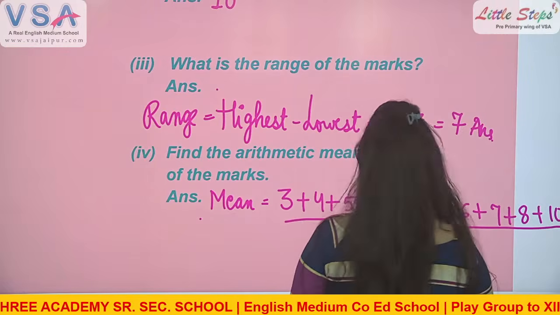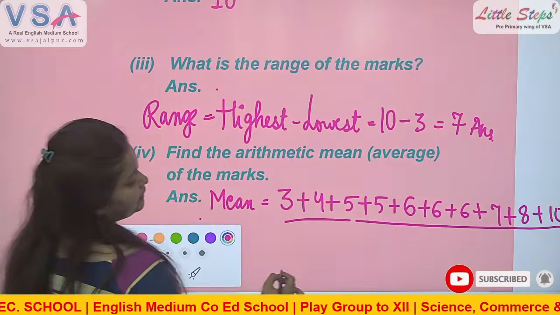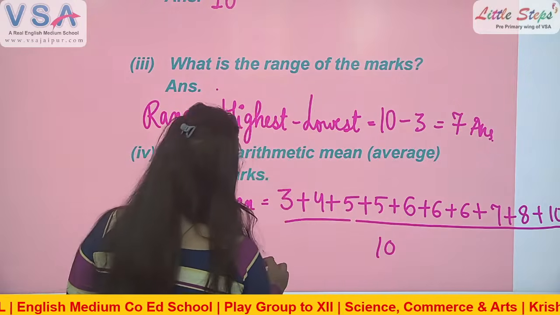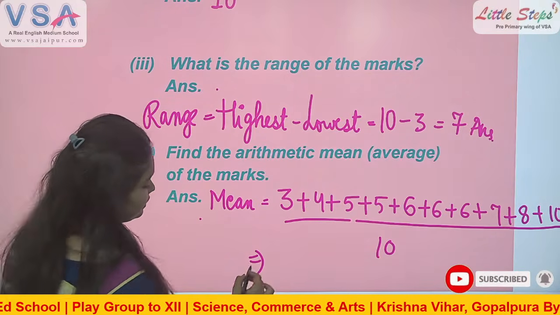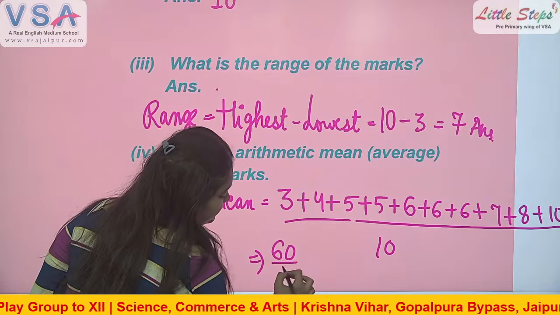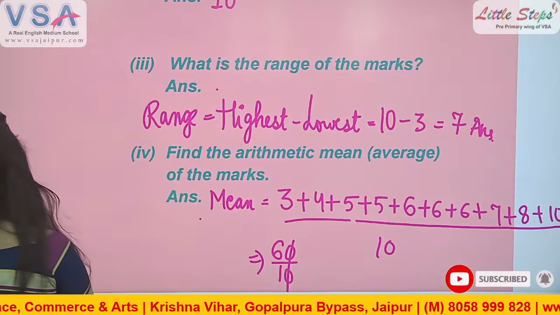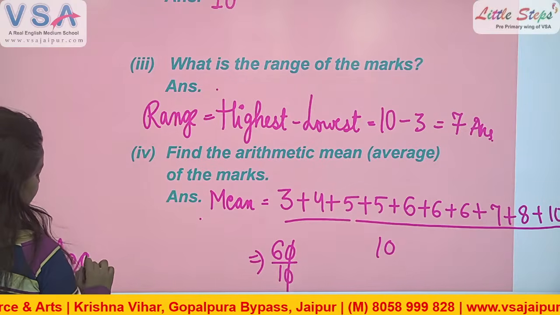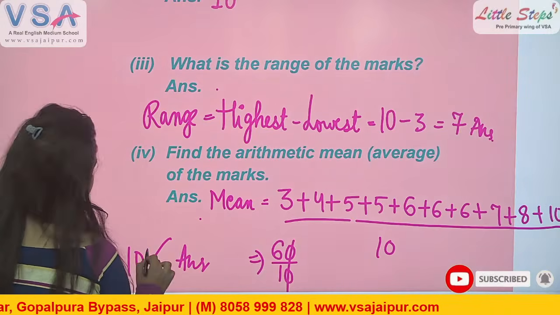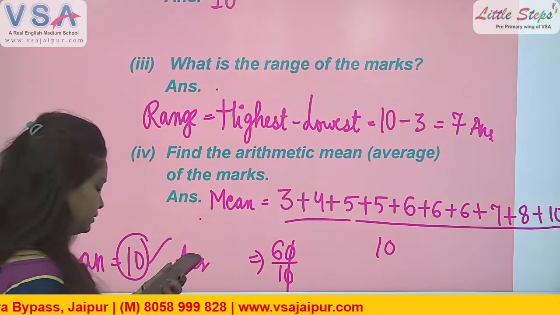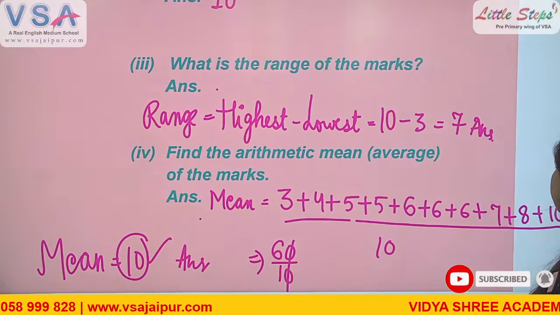And we need to divide them by 10. We have 10 numbers. So add them all. जैसे हम इसे ऐड करेंगे हमारे पास कितना आएगा? 60. 60 by 10. We will cancel 0 से 0. And the answer is, hence the mean is 6. This is the answer. Clear? This is how you will do the long type questions. Moving on to next question.